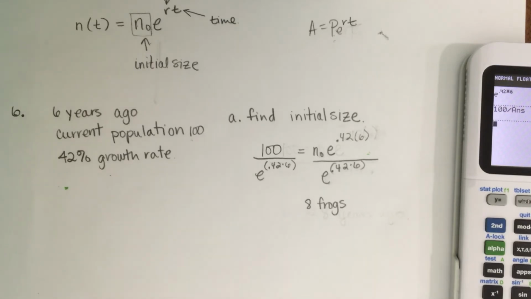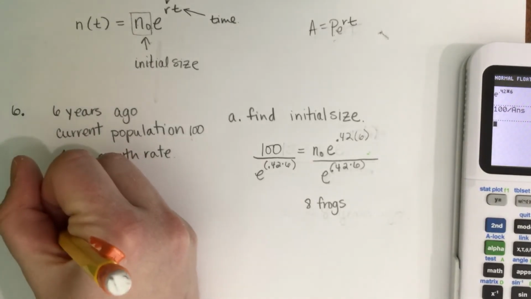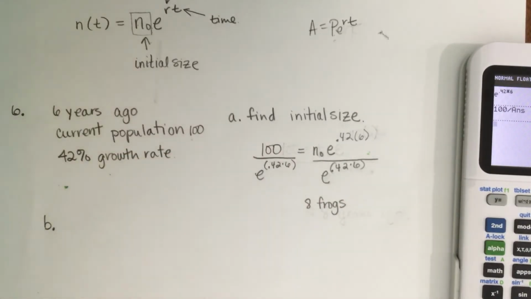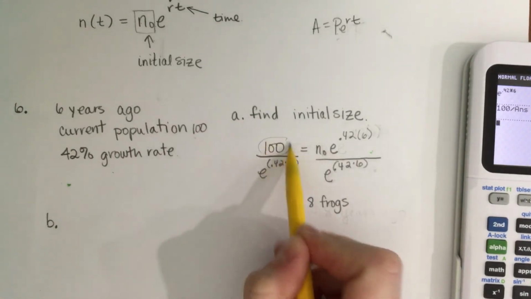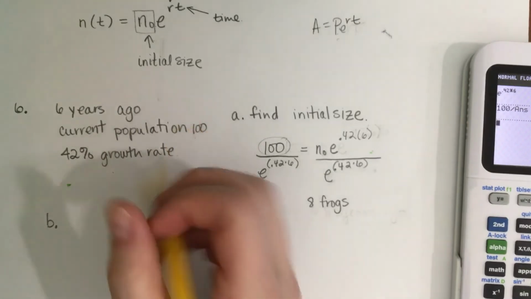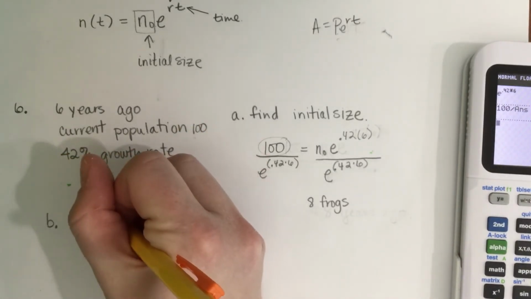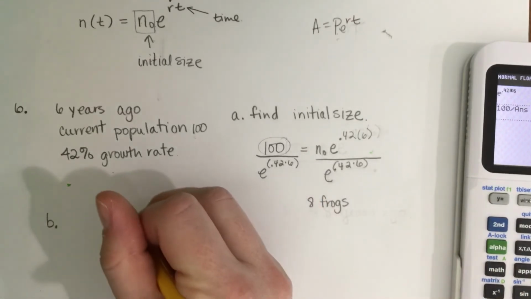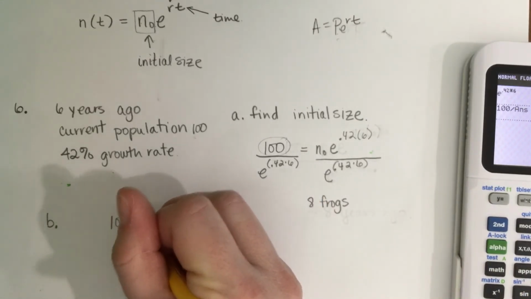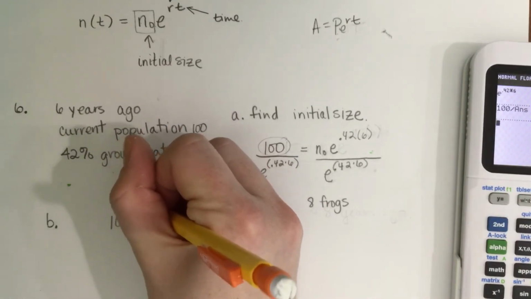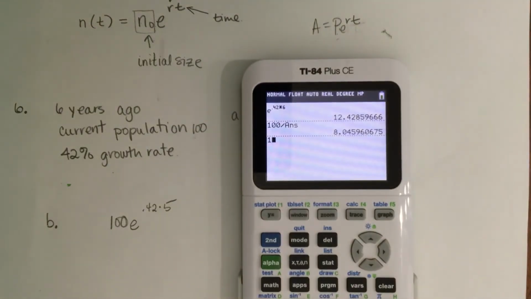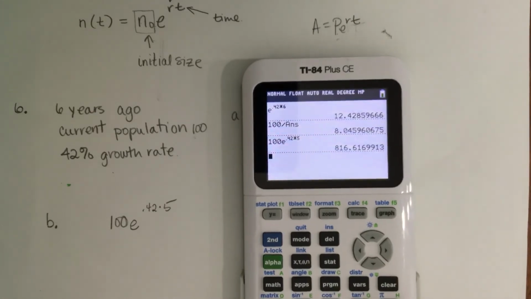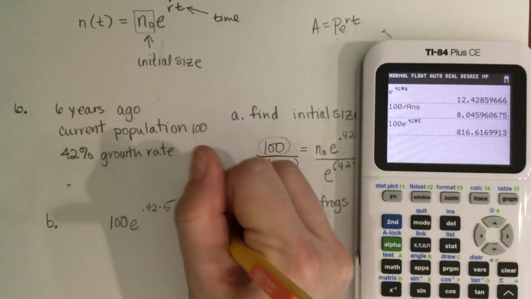So when you guys go to look for that population 5 years from now, there's 2 ways that you guys could go about doing it. And the answer might vary slightly depending on which method you use. Well, we could use the 100 that was given in the original problem, and we could say, okay, if I want to know what the population is 5 years from now, right now I'm at 100, and so it's going to be 100 times e raised to the 0.42 times 5. Now, when we do this, we get approximately 816.